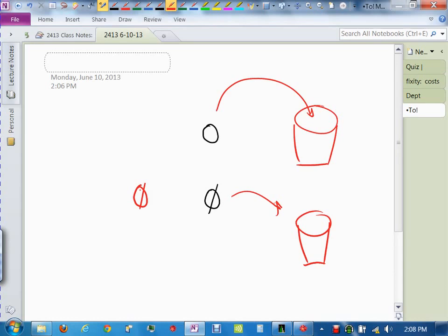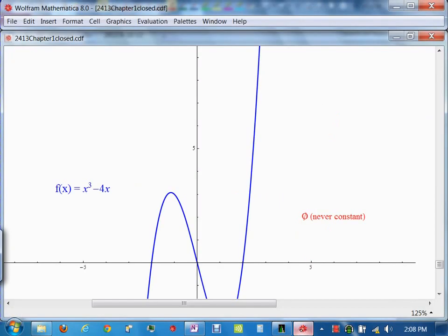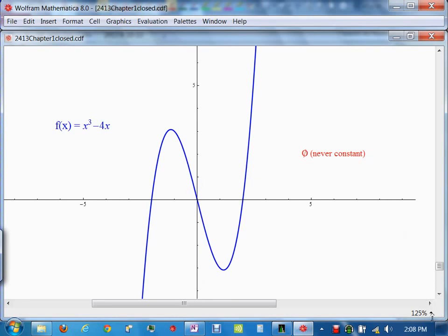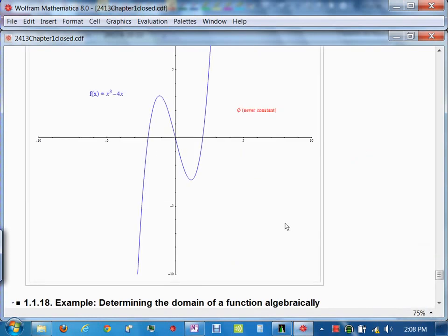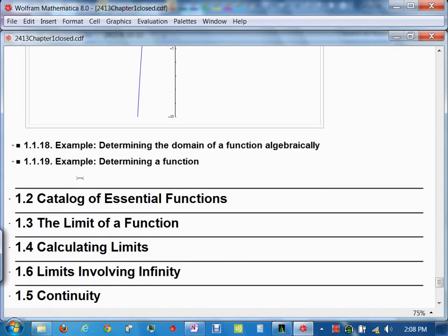It's all about context here. So in this class, don't ever give me an empty set for zero as your answer. If your answer is zero, you put zero. But don't put zero with a line through it because that means the set of nothing. All right. So it's never constant.